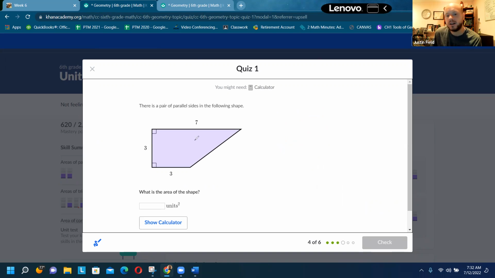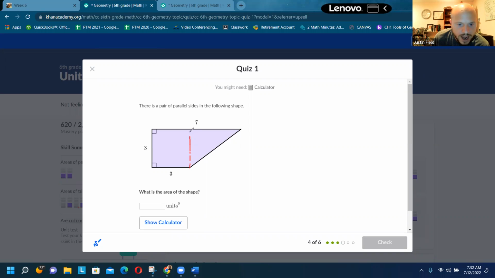What's the area of the shape? So this one is a trapezoid, but we can think of it, check this out. I just add a line in here. What shape is this? A square, right? So what's the area? 3 times 3. And then this, okay, so then that would make the top 3, right? Which would make this 4, so that it adds up to 7. And what is this but 3? So now this is a triangle.